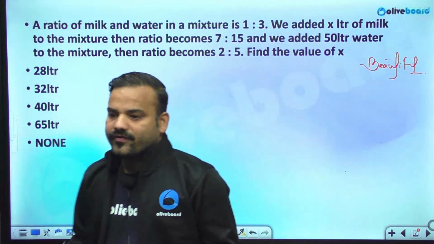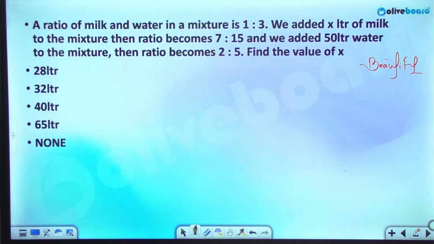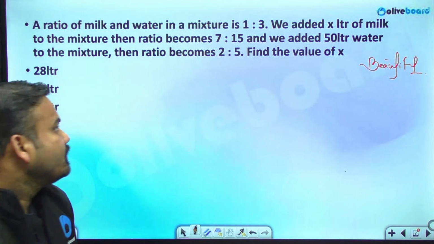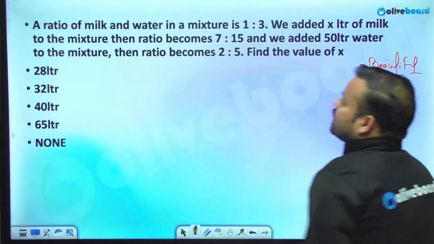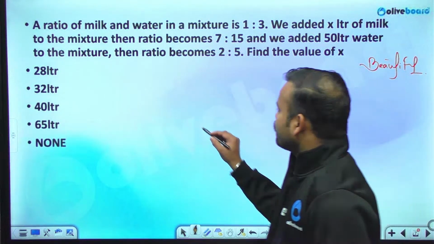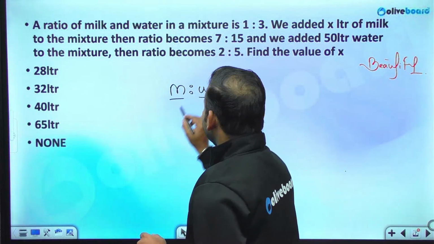Just see the approach we are using in the examination hall. The ratio of milk and water in the mixture is this. If we added X liter of milk to the container, the ratio will change. Definitely it's going to change. And the moment we added 50 liter of water, again it will be changing. So it's 2 and 5. What is the value of X? Okay. So what was the ratio of milk and water? Just look over here. The initial ratio was 1 and 3.